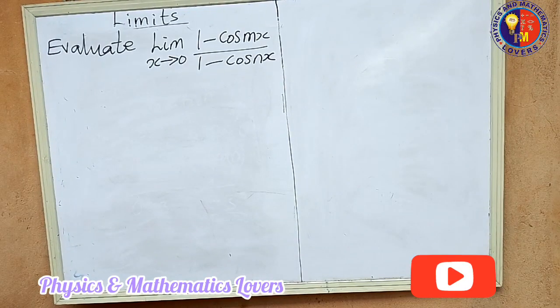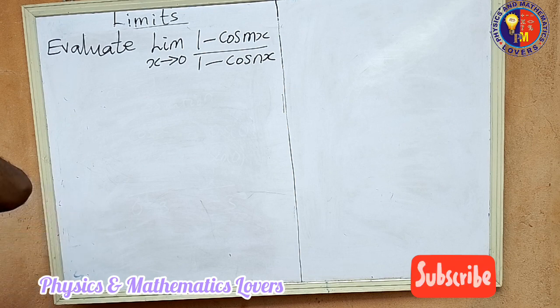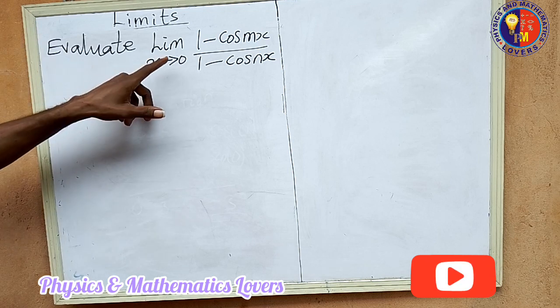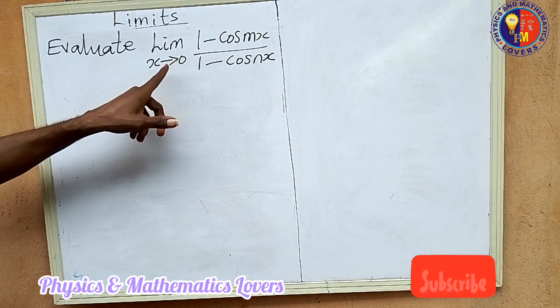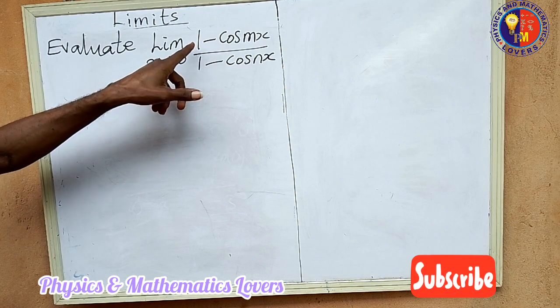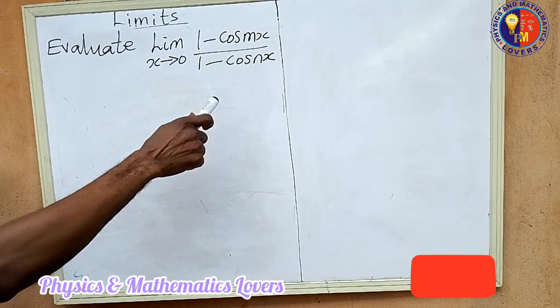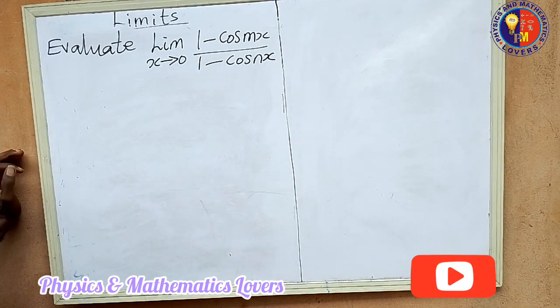To physics and mathematics lovers, once again, before us here is a question on limit. Mind you, we are still dealing with a limit of what? Functions, precisely trigonometric functions. So here we have the limit as x tends to 0 of 1 minus cos mx all over 1 minus cos nx.